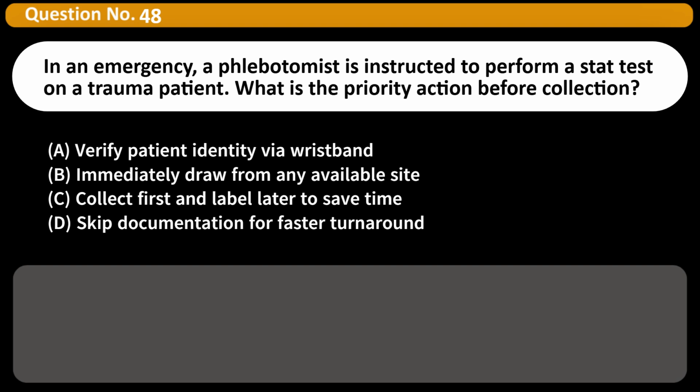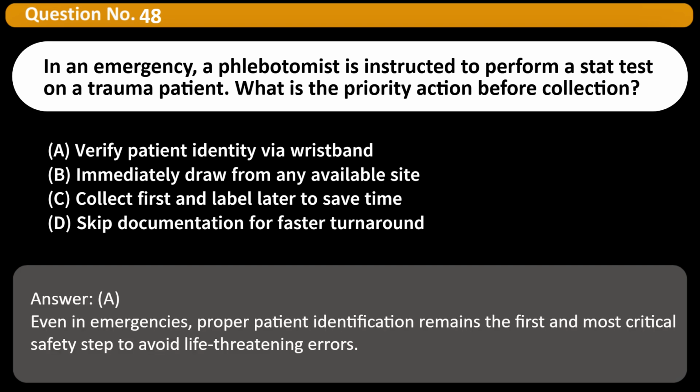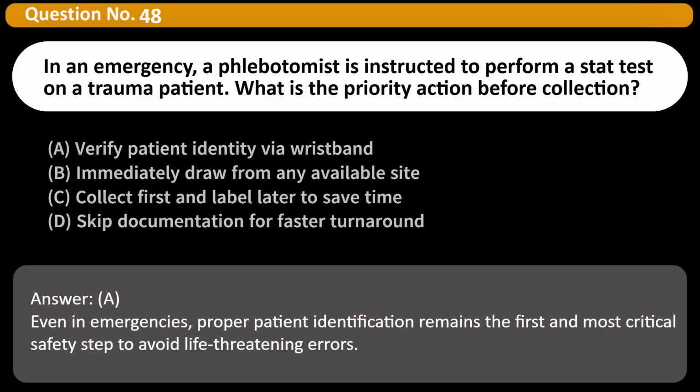A. Verify patient identity via wristband. B. Immediately draw from any available site. C. Collect first and label later to save time. D. Skip documentation for faster turnaround. Answer A. Even in emergencies, proper patient identification remains the first and most critical safety step to avoid life-threatening errors.